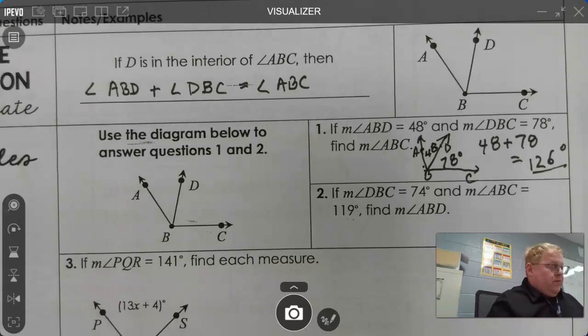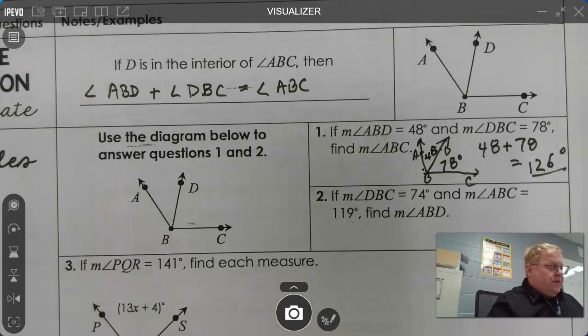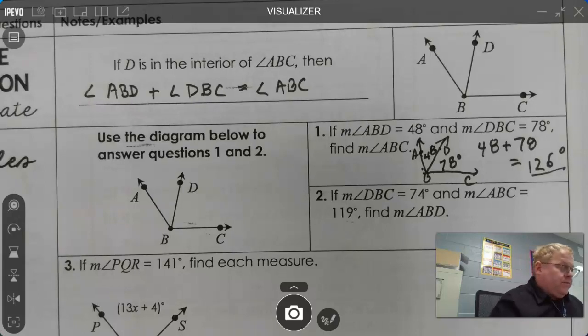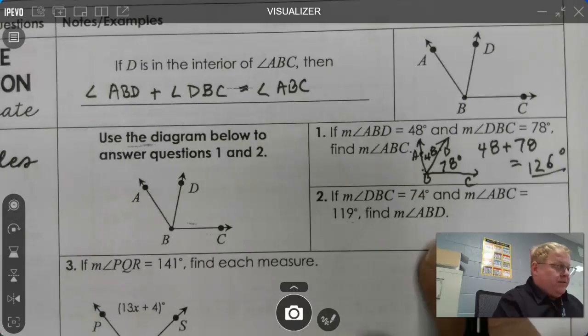And that's how you do it with just numbers. Usually in these types of questions, they'll either give you the two pieces and ask you for the whole thing, or they give you the whole thing and one of the smaller angles, and you have to find the other one. That's probably the way we're going to do it on this next one.